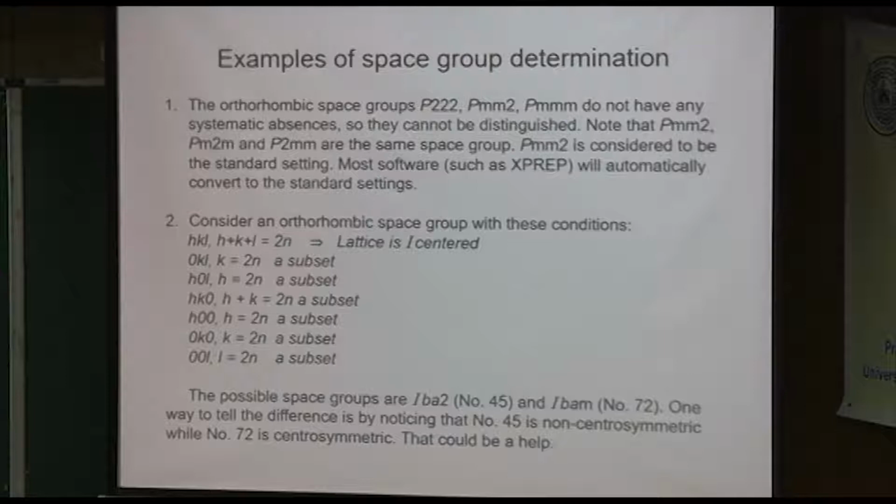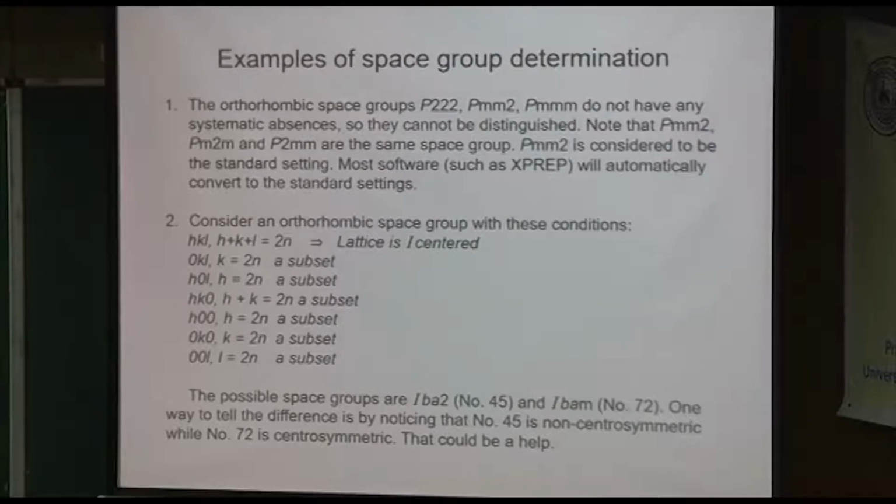Now, a lot of times there's conditions that are listed, but they're actually subsets of the main condition. So this is just another example of that. Orthorhombic space group has the condition for all HKL, H plus K plus L is even. And that's an I centering. But all of these other things below it are just subsets of that. Okay? So you can actually just ignore them. It doesn't really mean anything.